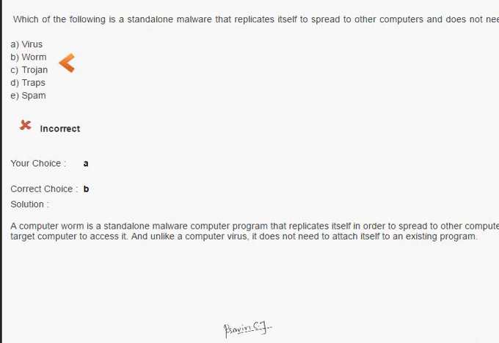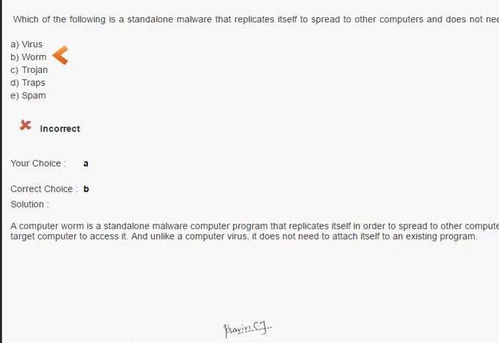A spam is a program or message that is sent to you unnecessarily, without your need. Like a virus, we are not expecting spam; it is not important for you, but unfortunately it gets into your mailbox or anywhere. The answer for this question is a worm.